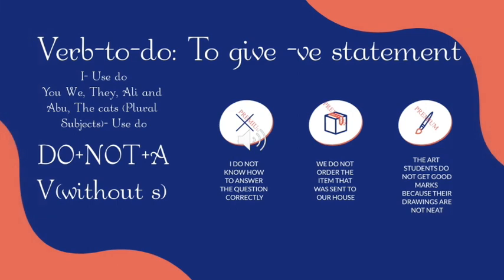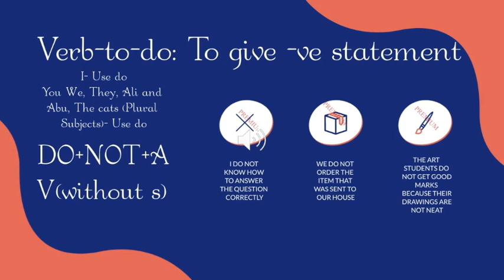Okay, next. Verb to do. We have do, does, did in English, but there are only two that we use for present tense. It's either do or does. Again, it depends on the subject that we use.